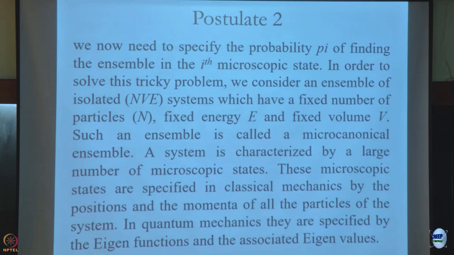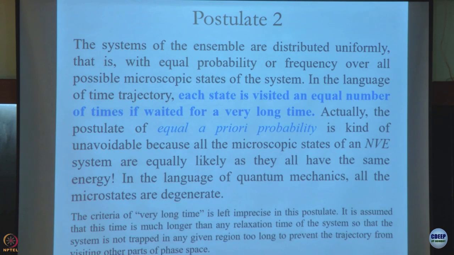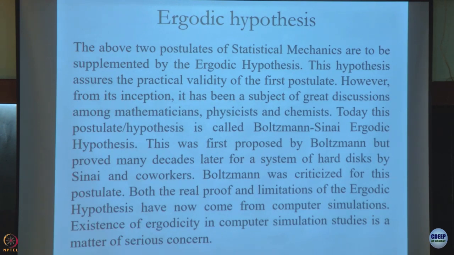So then, postulate of equal probability: each state is visited an equal number of times if you wait a very long time, so every state is equally probable. These two are connected, which is very, very important. The two postulates are to be supplemented by the ergodic hypothesis. This assures the practical validity of the first postulate. Without the ergodic hypothesis, your first postulate, as you were asking, is moot. Okay.